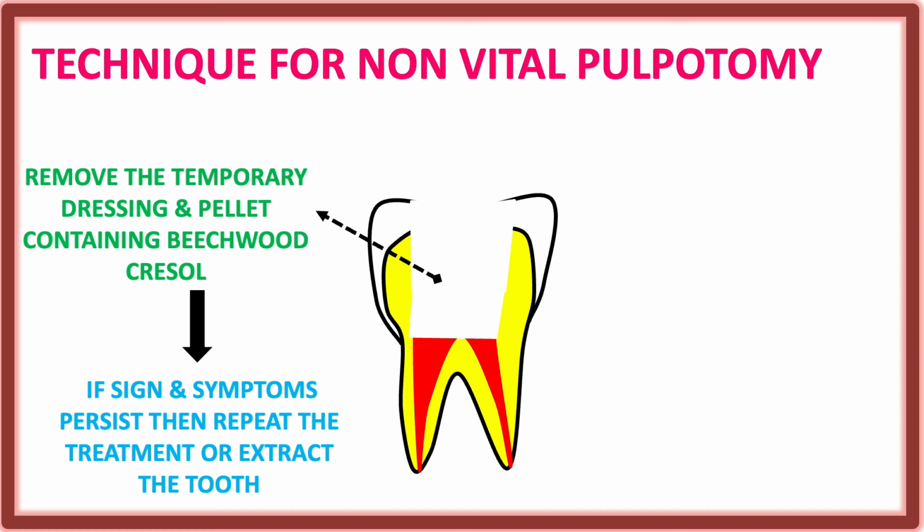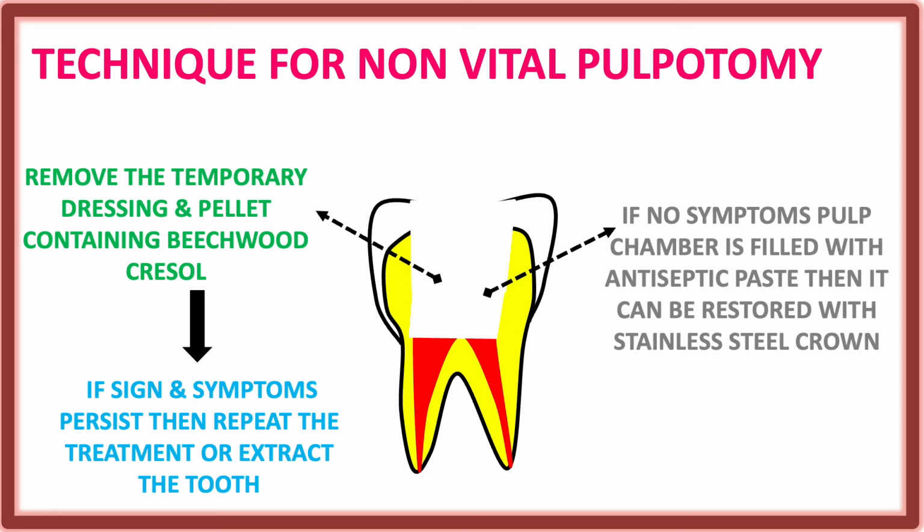And how will we check the presence of signs and symptoms? When we remove the cotton pellet, if there is bleeding, or if we take an X-ray and there are changes in the apex, then we are going to extract the tooth. If no symptoms, then the pulp chamber is filled with antiseptic paste, and then it can be restored with SS crown.